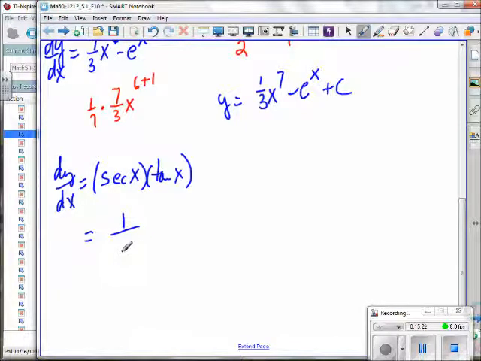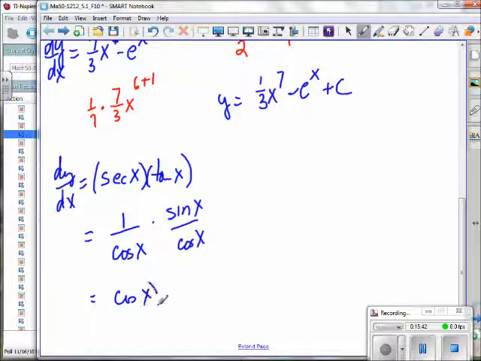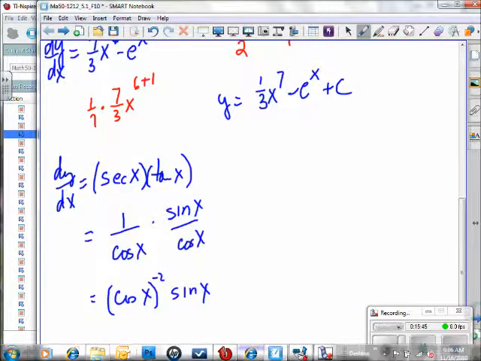What I can tell you is that secant is 1 over cosine x, and tangent is sine x divided by cosine x, and that may help me. It may not, I don't know. That would be the same as cosine x to the negative 2 power and sine x.